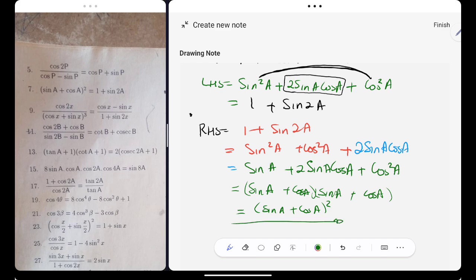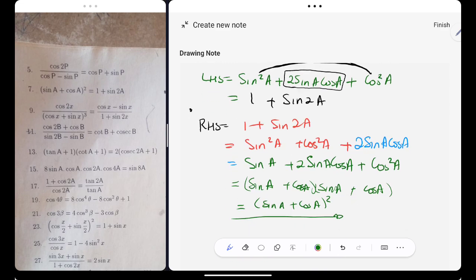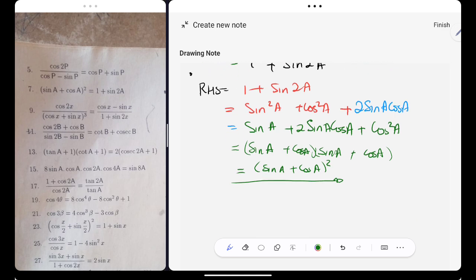So it's up to you guys. You could have done it by simplifying the left hand side, or you could have done it by simplifying the right hand side. You'll still get the same answer.